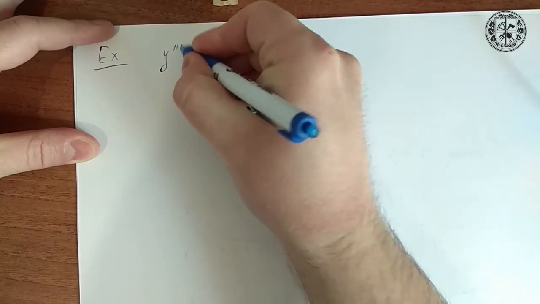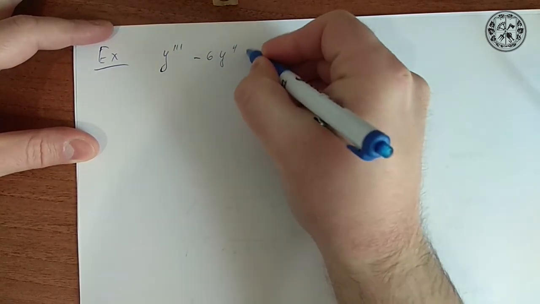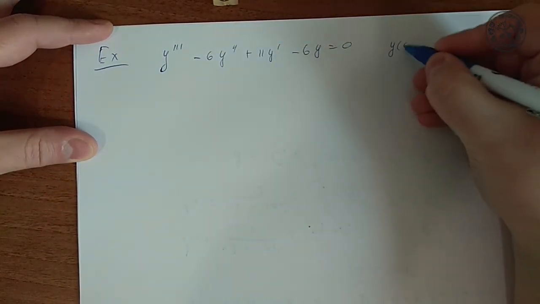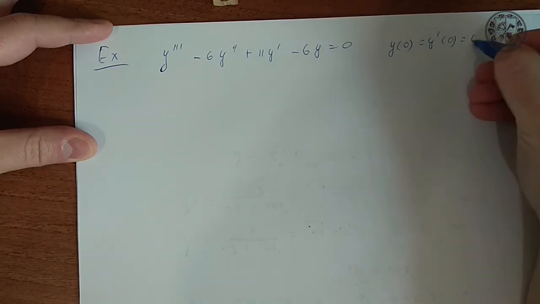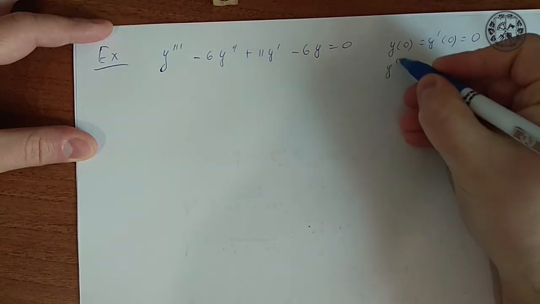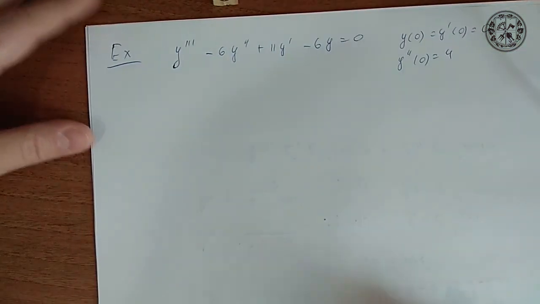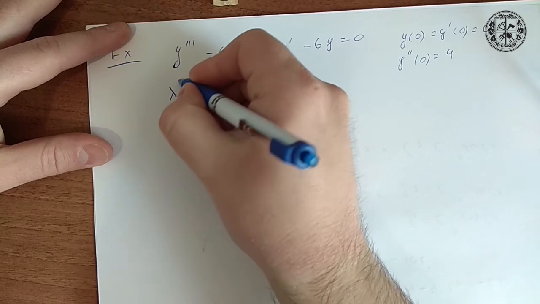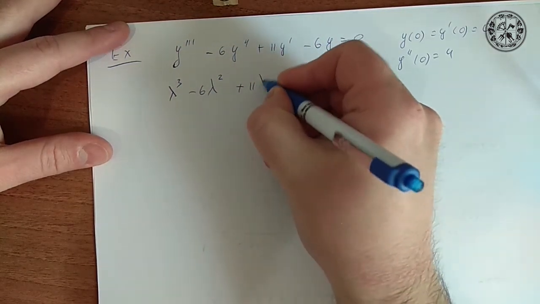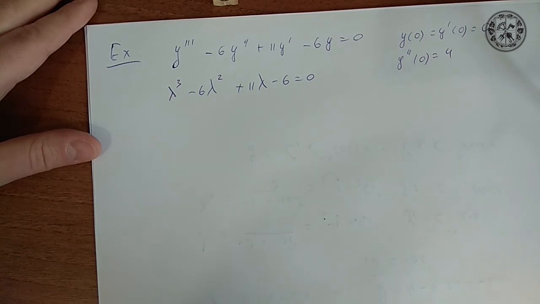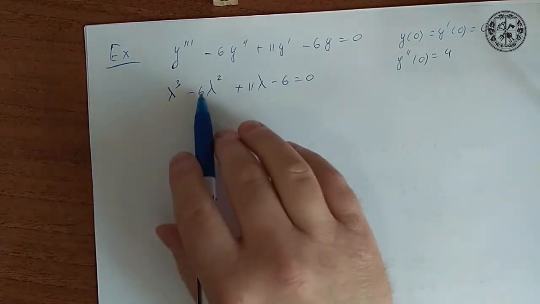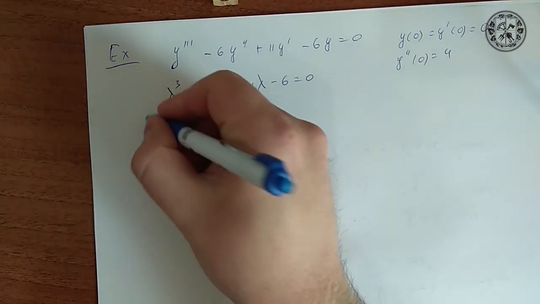Y triple prime minus 6y double prime plus 11y prime minus 6y will be 0. Y of 0 will be 0, y prime of 0 will be 0, and y double prime at 0 will be 4. So first, we use the same method to solve this equation. Write down characteristic equation and solve it. If we try to substitute 1 here, we'll get 1 minus 6 plus 11 minus 6 will be 0, so lambda 1 will be 1.